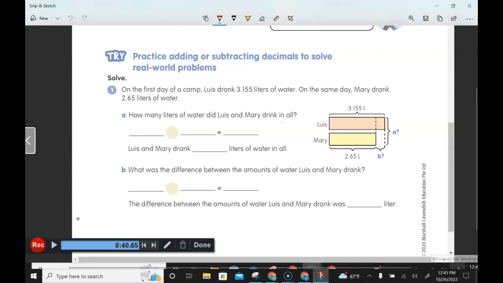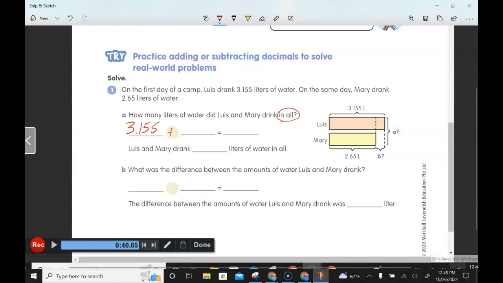So whenever you see that word in all, that's a pretty good sign that it's going to be addition. Now we need to think about what we're adding here. So we're going to add how many liters did they both drink. So we're just going to simply add the two amounts that they drank. So let's write this in here with me. We're going to add those together. Why? Because we have the words in all. That means we're adding numbers there.